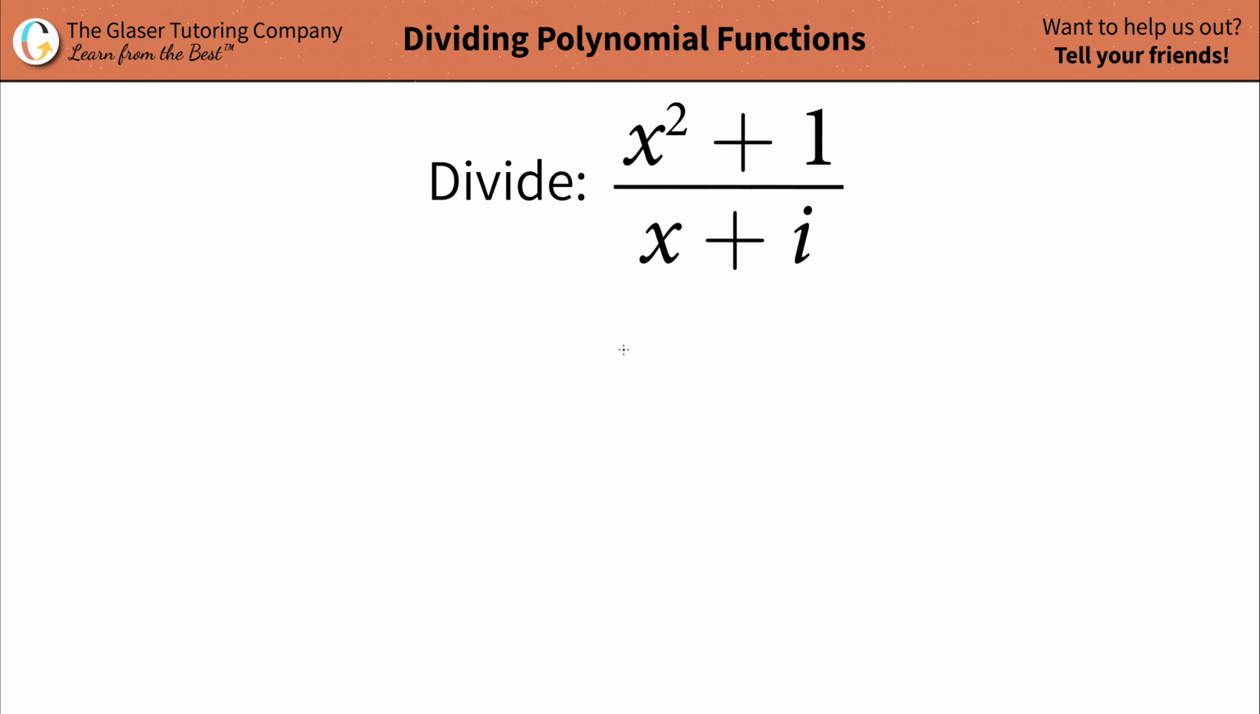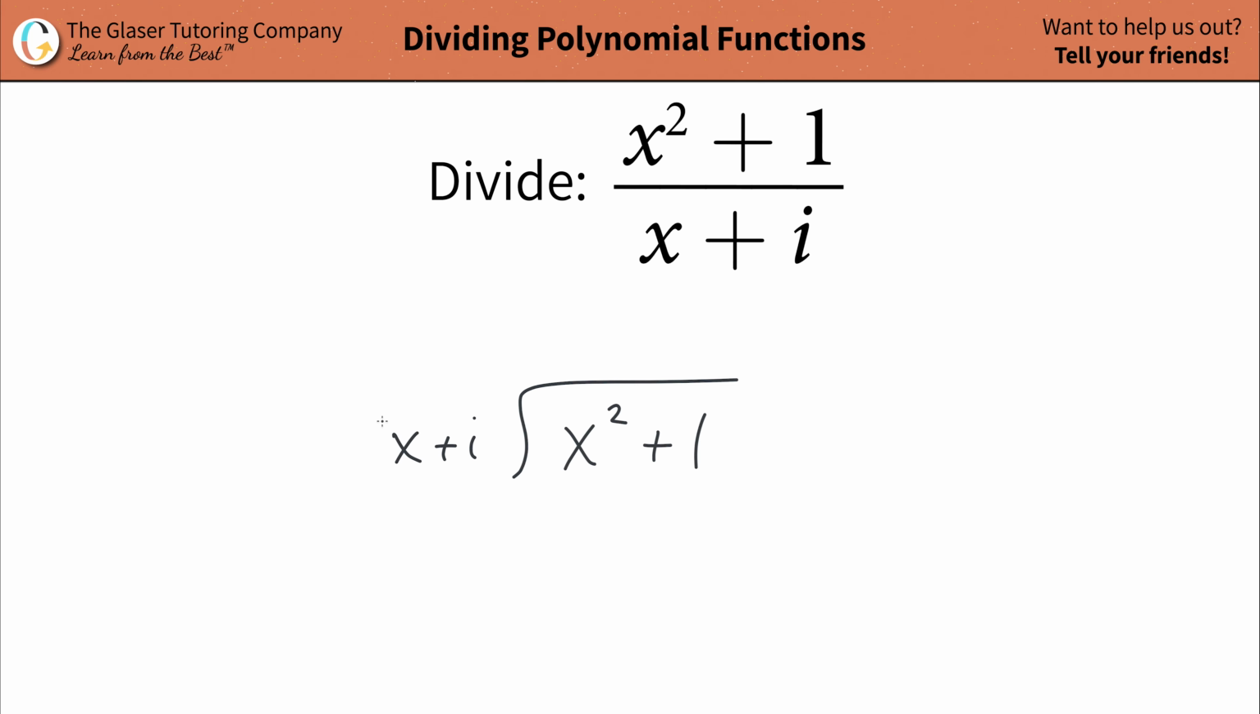Hi, Andrew here. Today I want to teach you how to divide x plus i into x squared plus 1. So always start with your numerator, just simply write that down, x squared plus 1. And then on the outside of your division symbol, now write your denominator, x plus i.